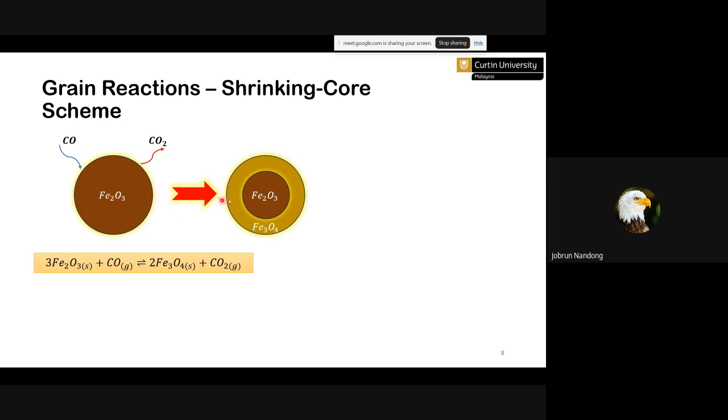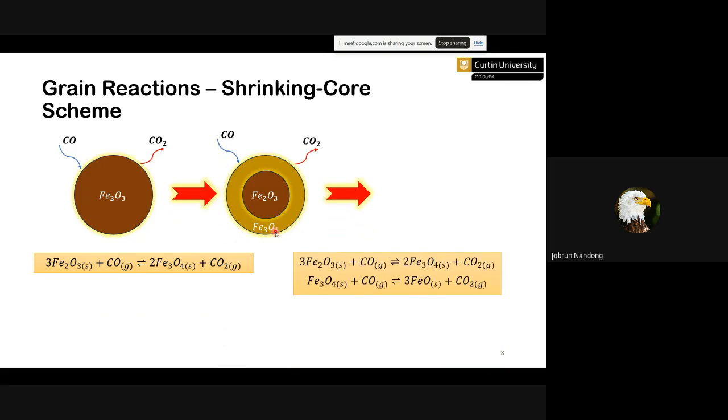the core here starts to shrink. Right? As you can see, this grain size starts to be reduced, Fe2O3. Now outside that we have the other layer, which is Fe3O4. Again, it can still react with CO and CO2. Then, as you can see now, the core is reduced further. Fe2O3 is smaller now. Now we have another layer outside, which is FeO, because Fe3O4 will be consumed through a reaction to produce FeO.